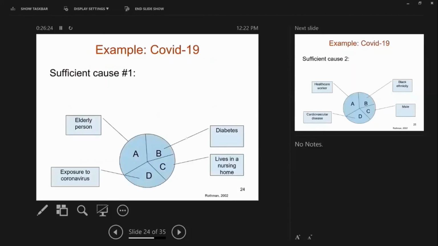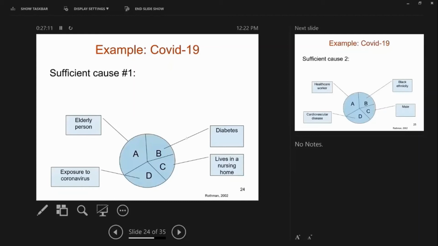Now I'll give you a COVID example. I think, and you know by now, that there are many, many ways of getting COVID and dying of COVID-19. There is no one uniform approach. For example, this person gets COVID and dies of COVID because, A, she is elderly. This is absolutely happening right now in Montreal as we speak. 80% of Montreal COVID deaths are among elderly people living in a nursing home. An elderly person exposed to coronavirus, already a diabetic, lives in a nursing home. Boom. That's enough for that woman to end up with COVID-19. So this is one sufficient cause.